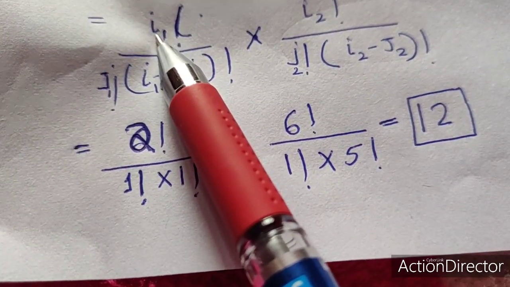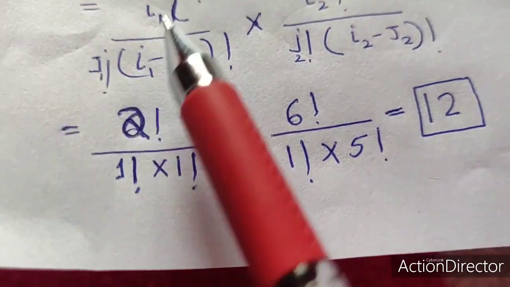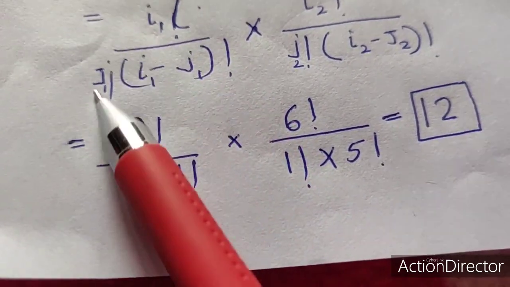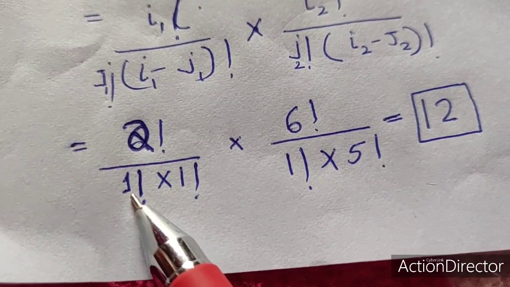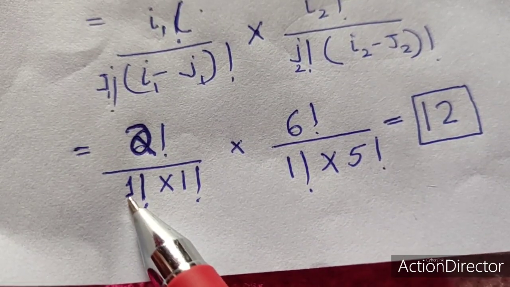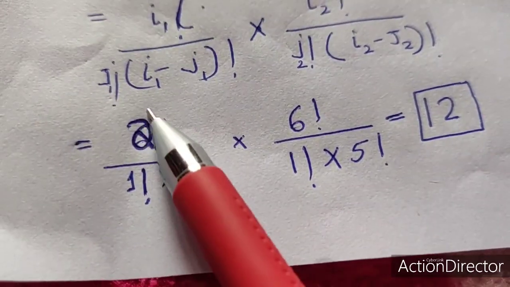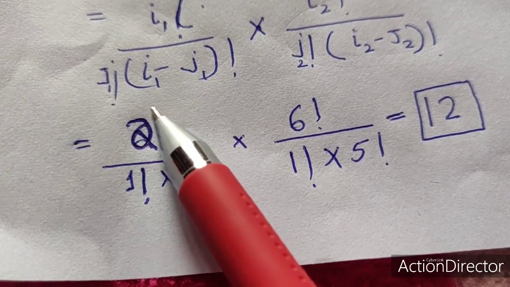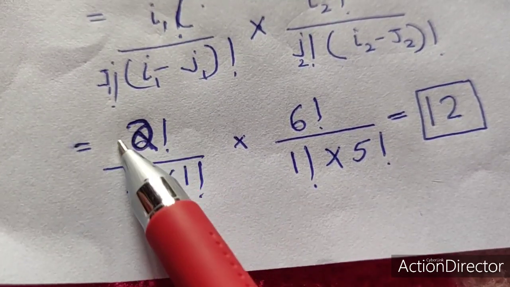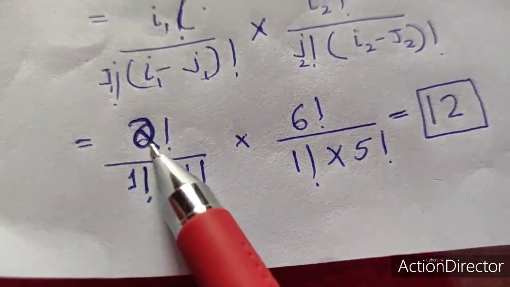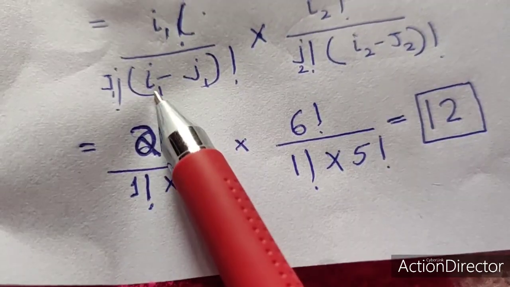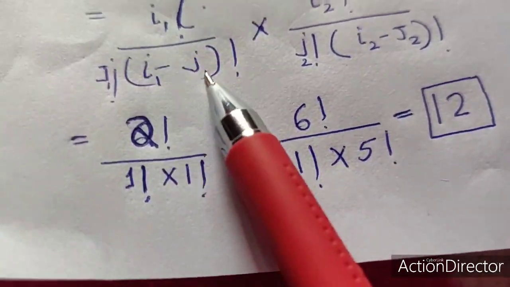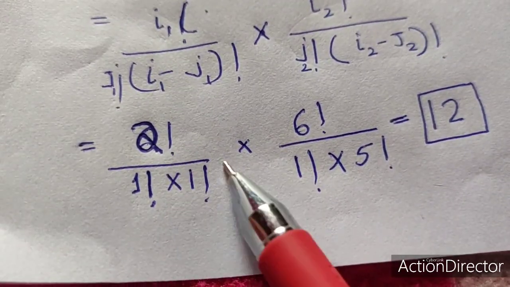If this is S orbital, this will be 2, and this configuration is S1. So J is the number of electrons for that particular configuration. So this configuration is S1, 1 electron, so 1 factorial. The total number of electrons that can be accommodated by S orbital is 2. So 2 factorial upon 1 factorial, and this is I minus J, that is 2 minus 1, so factorial of 1.